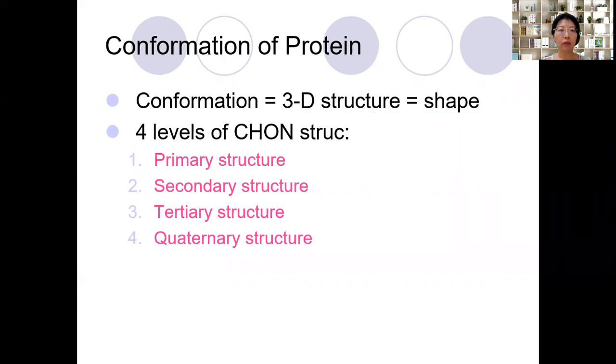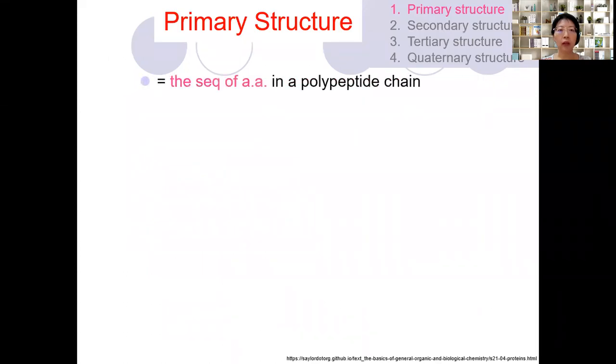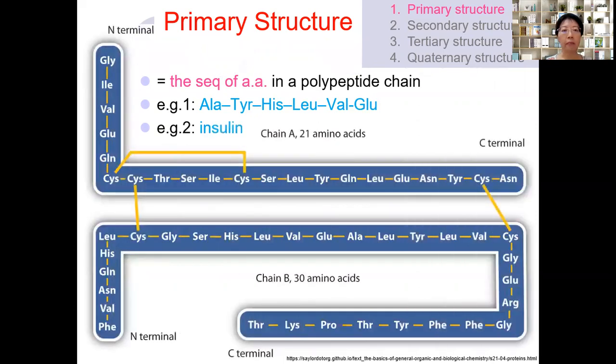Now, primary structure is very easy. Primary structure is the sequence of amino acids in a polypeptide chain. For example, now in this short polypeptide chain, over here you can see the sequence of amino acids where the first one is alanine, followed by thyroxine, histidine, leucine, valine, and glutamine. Right? So this is the primary structure of amino acid. Now let us look at the second example.